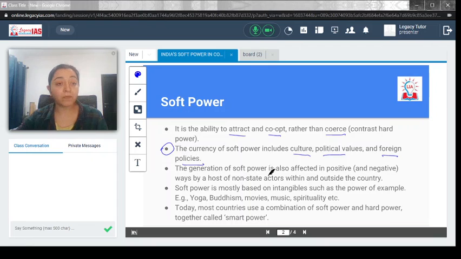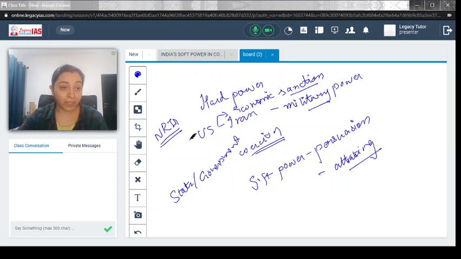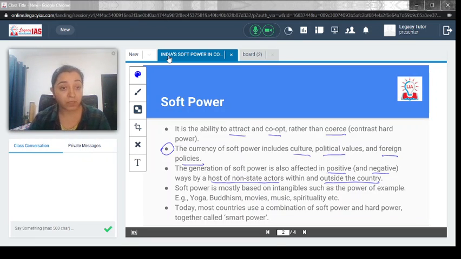The generation of soft power is also affected in positive and negative ways by a host of non-state actors within and outside the country. When I say non-state actors, it means people apart from the state or government. For example, in the case of India, soft power relies a lot on NRIs. These are non-state actors who create goodwill for India in other countries. The impact of non-state actors is very huge compared to just state actors. That is again a very important component to understand about soft power diplomacy.